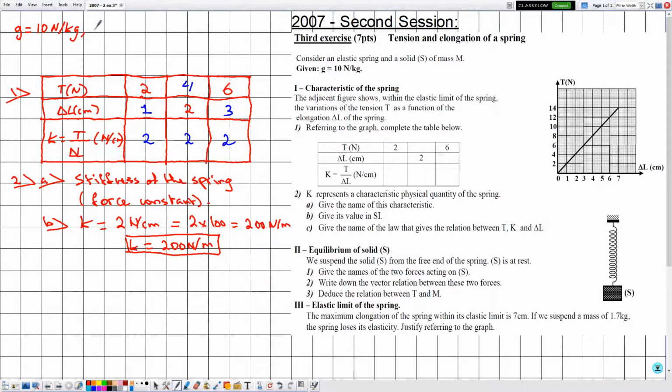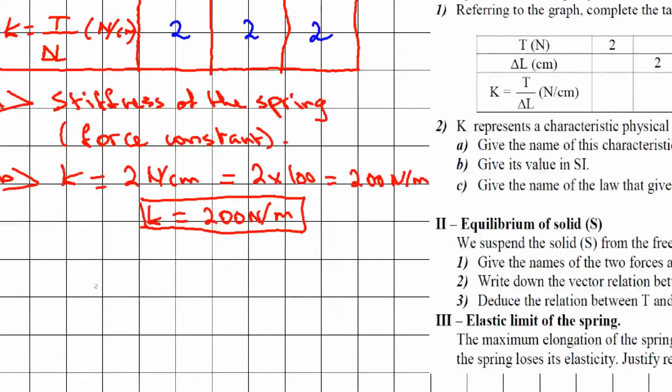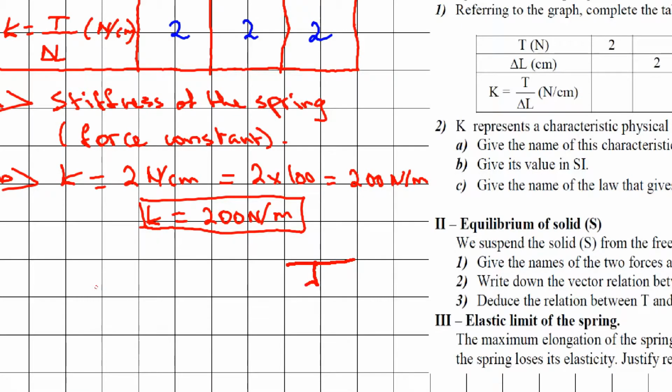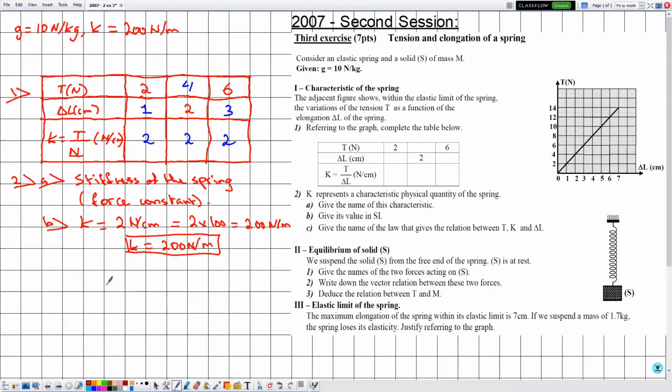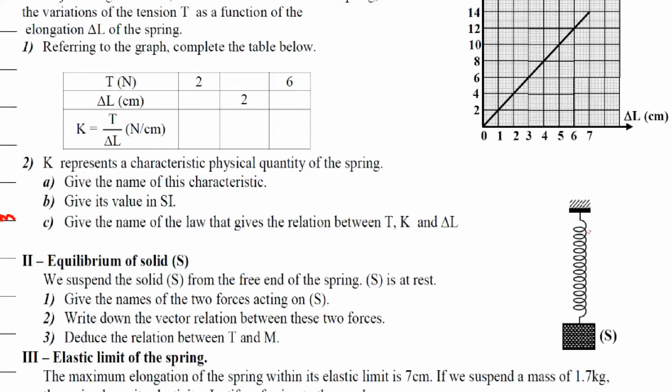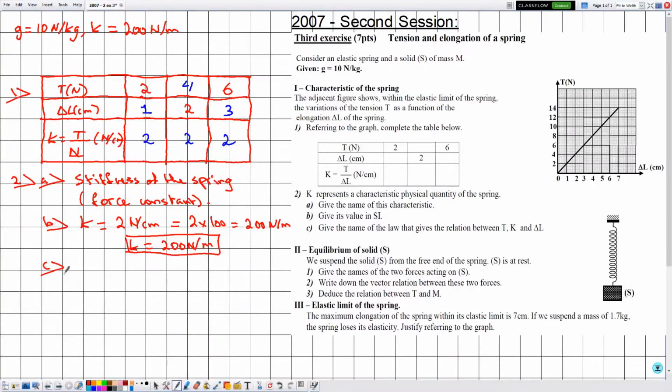So here let me write that the stiffness of the spring that we are using is given by 200 newtons per meter. So what does this mean? In order to elongate the given spring by 1 meter, we need to exert a force worth of 200 newtons. And now in part C, give the name of the law that gives the relation between T_K and delta L, and this for sure is known as Hooke's law.